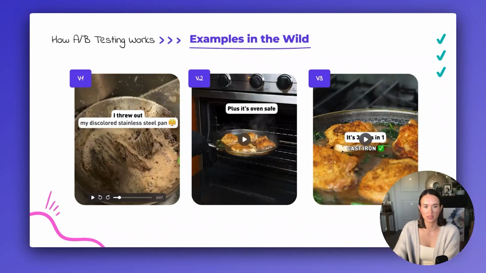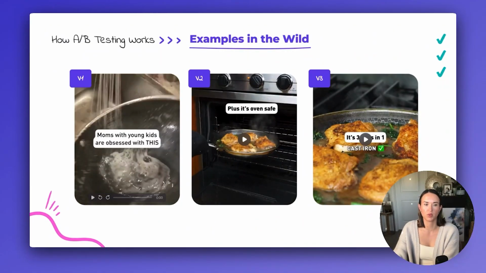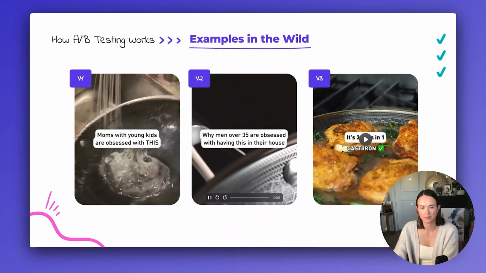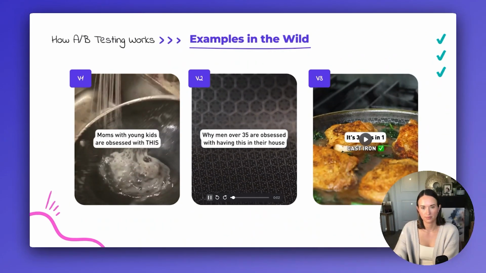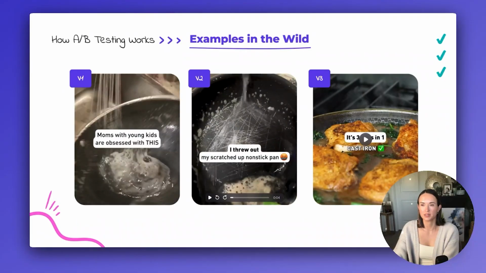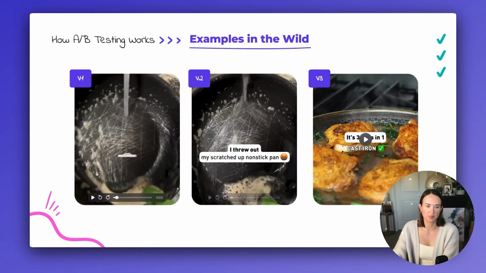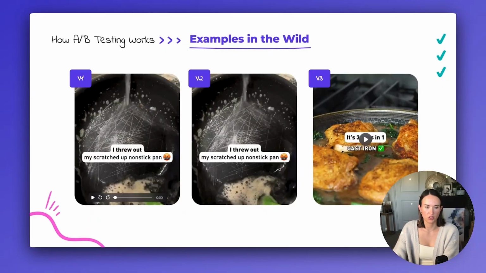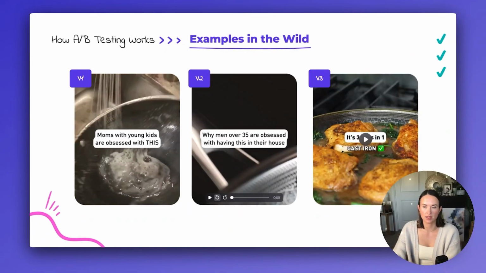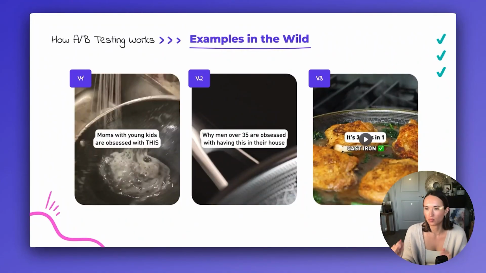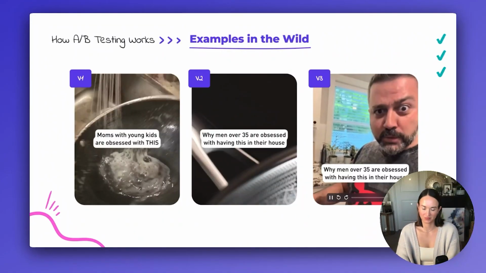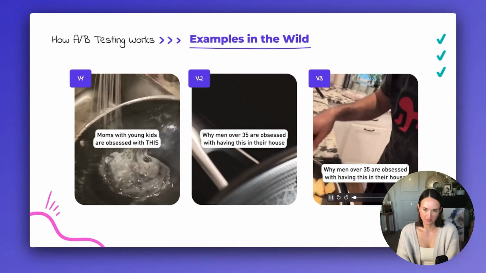All right, so that was the hook 1, calling out moms with young kids. "They're obsessed with this." Going into the sales sequence, so they all show up saying the same thing after the hook. So we have them calling out the mom demographic who is obsessed with this, and it's showing that it's really easy to clean, fits very much that demographic. Whereas for the men over 35, they have a more sexy, sleek shot of the product, followed by a little commotion for my new head flag pan and the sizzle.